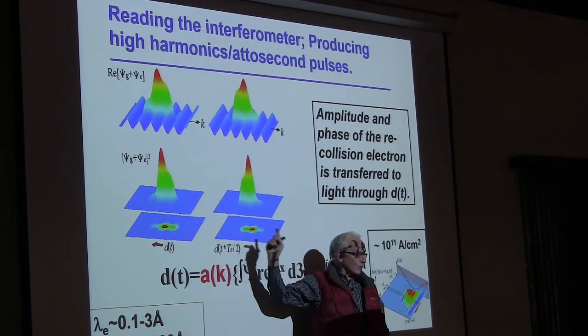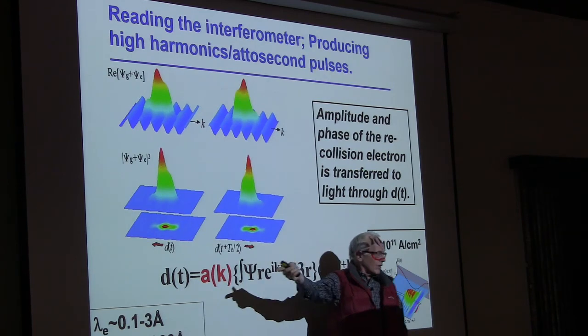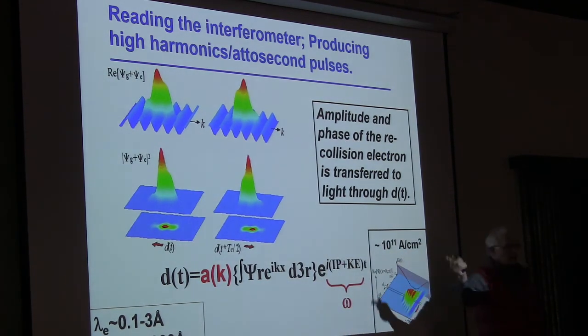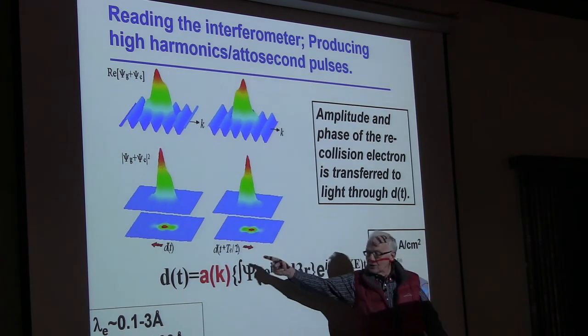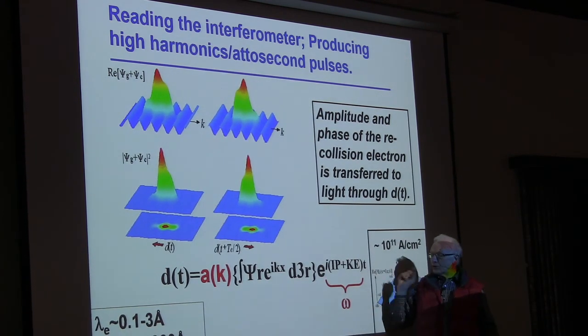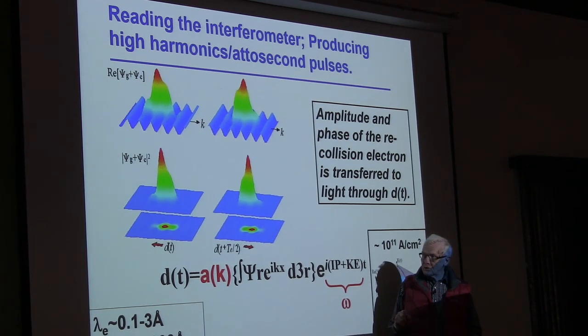As the interference evolves, it moves back and forth. An oscillating dipole emits radiation. The radiation that's emitted is the radiation that you see. This is the attosecond or high harmonic pulse, the XUV radiation. That's interesting. This is the strength of the dipole that's induced in a plane wave approximation.